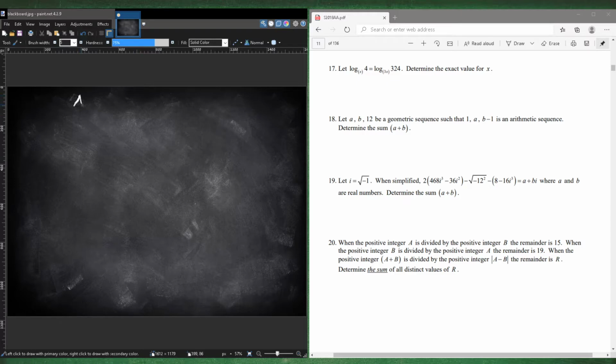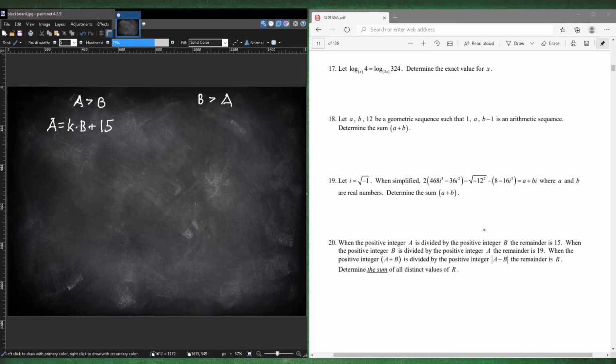So there's two cases. Either a is greater than b or b is greater than a. So let's just work with both of them at the same time. So a is greater than b. So if a is greater than b, a is divided by b to create a 15. That means a is equal to some kind of constant, let's say k, times b, plus your remainder, which is 15. That's basically what they're saying in the first sentence.